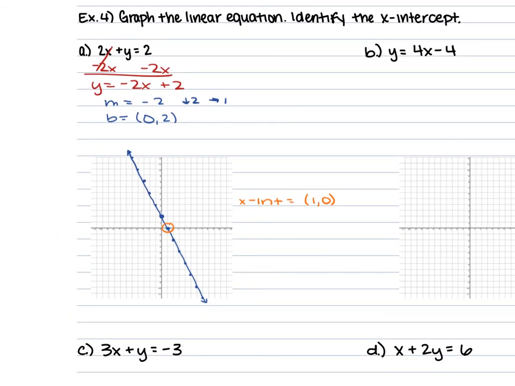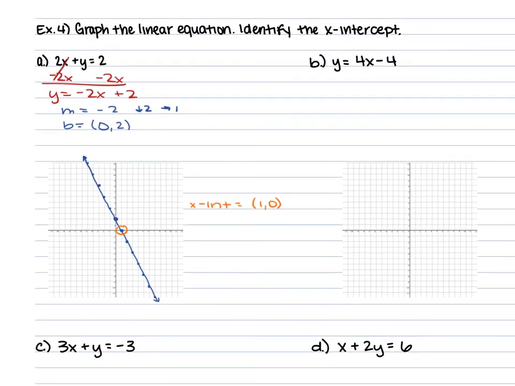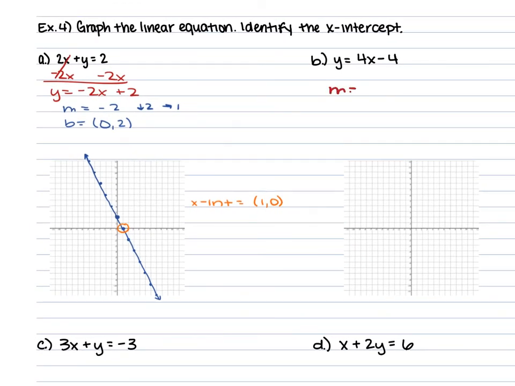For example B, we have y is equal to 4x minus 4. So our slope is 4. Our y-intercept is negative 4, which is the ordered pair 0, negative 4. And our slope is up 4 to the right 1. So 0, negative 4, first point. Up 4 to the right 1. Up 4 to the right 1.